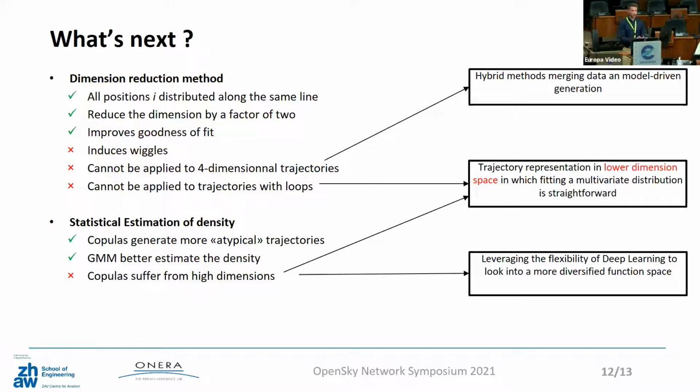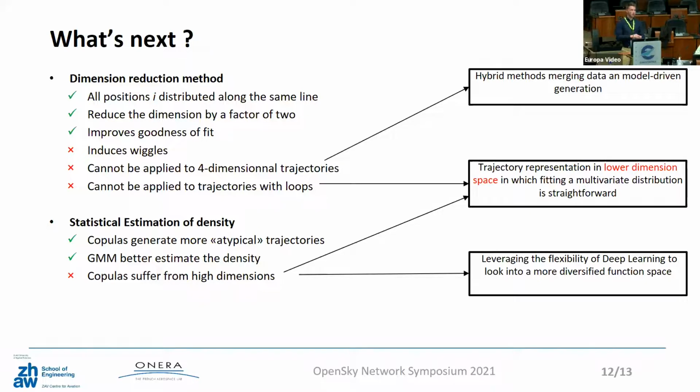And it cannot be applied to 4-dimensional trajectories, unfortunately, so with the altitude and the time. And it cannot be applied also to the trajectory with loops, so with holding patterns and things like that. To overcome the difficulty of 4-dimensional trajectories, we came up with an idea of making a kind of hybrid method between model-driven methods and data-driven methods. So in that way, we can have the leverage of stochasticity of statistical models, but also the realistic generation of the model-driven methods.